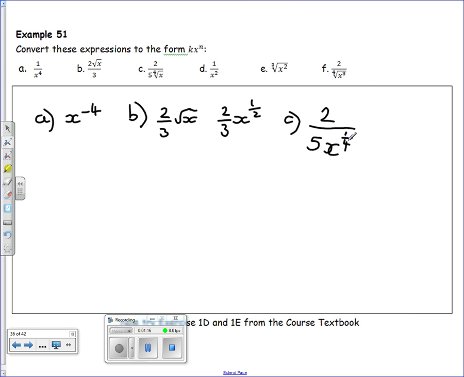Now the x to the power 1/4 is on the denominator, so it's a little bit like this example in part A, where we brought the 4 up onto the numerator as -4. So we can write this as 2/5 x to the minus 1/4. So k is 2/5 and n is minus 1/4.